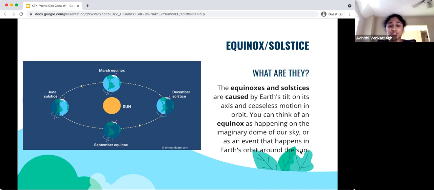As for the December solstice, that is usually the shortest day of the year, while the June solstice, the summer solstice, is the longest day of the year. The March and September equinoxes, the spring and fall equinoxes, are exactly equal in day and night, the amount of daylight and the amount of nighttime there is.